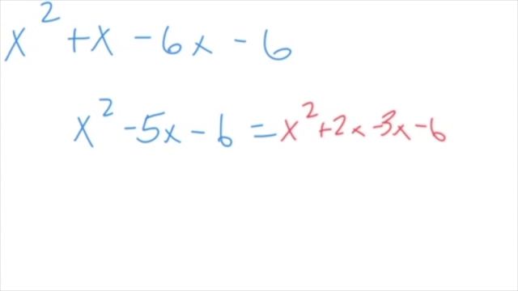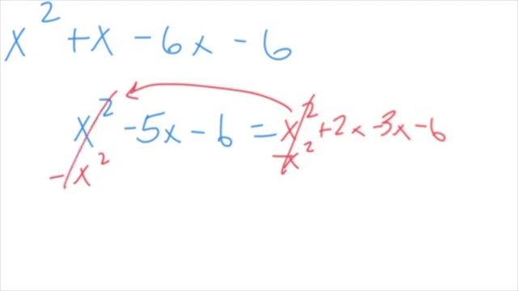So one of the things I'm going to do is move everything to the same side. So you'll notice that when I bring the x squared over, in this case, when I subtract the x squared and subtract the x squared, what happens? Well, they cancel. So what I'm left with is negative 5x minus 6 equals, now I'm going to combine these two, 2x and negative 3x is negative 1x minus 6. And I'm going to solve.